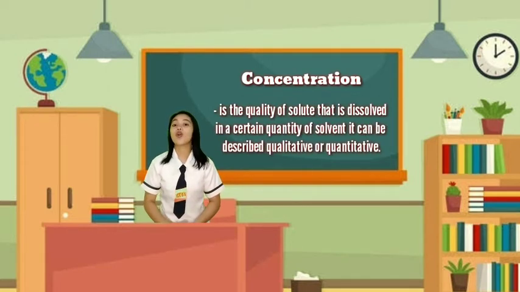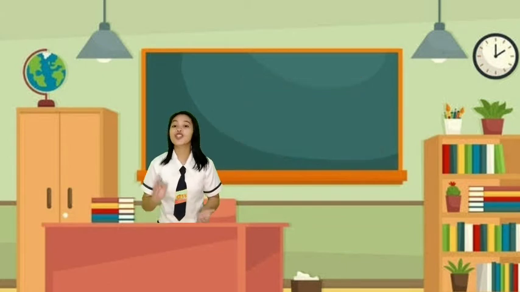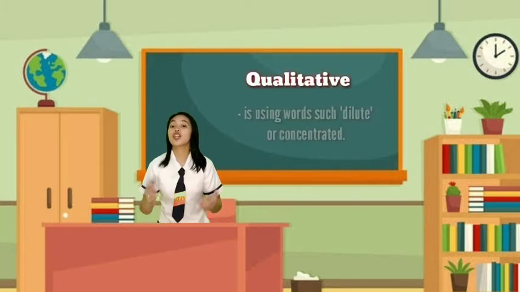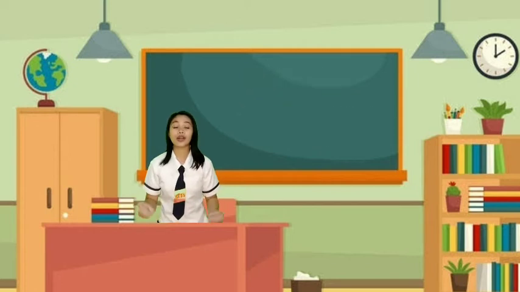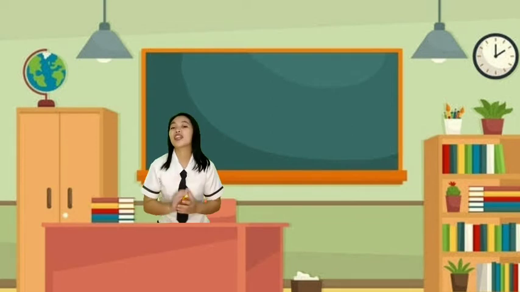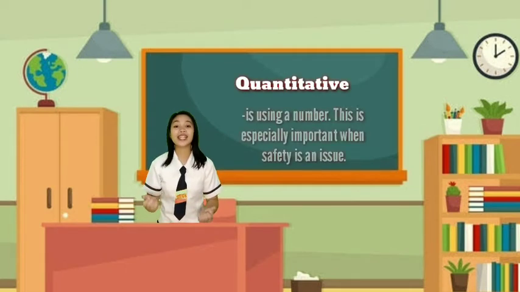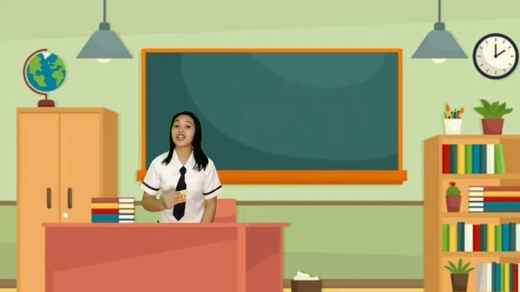It can be described qualitatively or quantitatively. So, what is qualitative? Anyone? Very good. The qualitative is using words such as dilute or concentrated. How about quantitative? Very good. The quantitative is using a number. This is especially important when safety is an issue. Do you have any question regarding our last topic?